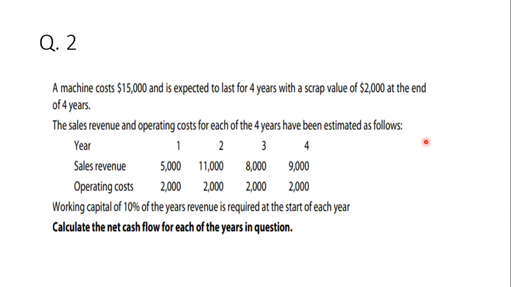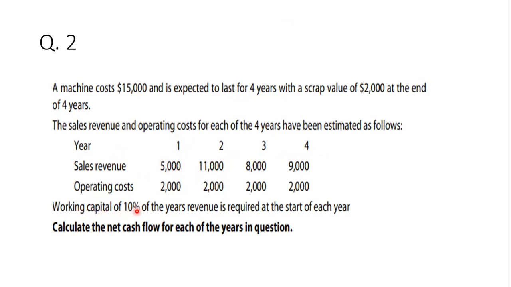Let's look at question 2. A machine costs $15,000 and is expected to last 4 years with a scrap value of $2,000 at the end of 4 years. The sales revenue and operating costs for each of the 4 years have been estimated as follows. Year 1, year 2, year 3, year 4. You have sales revenue and you have operating costs. So these are the cash flows for the investment.